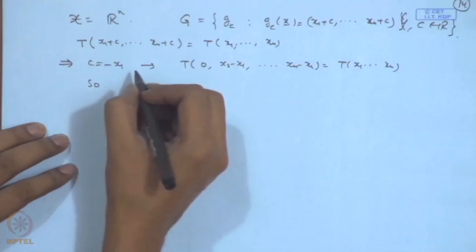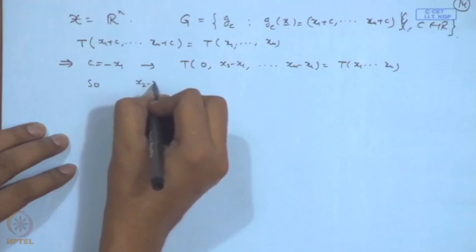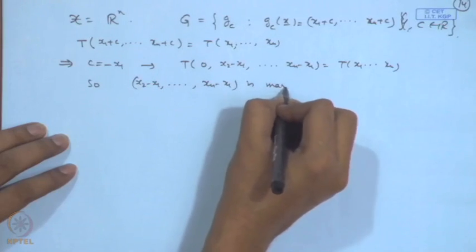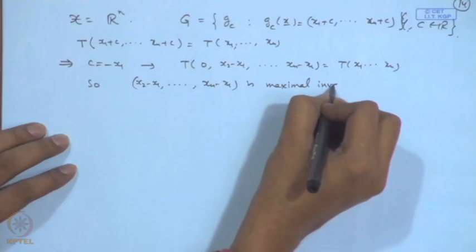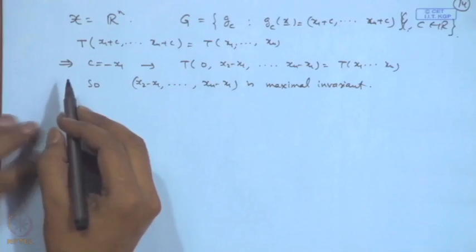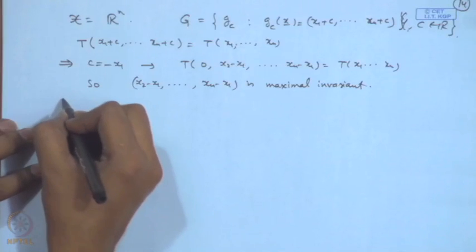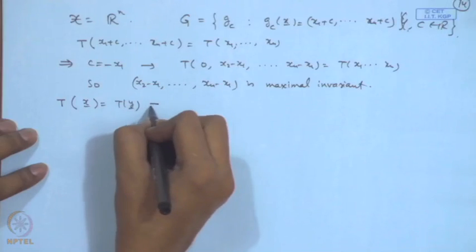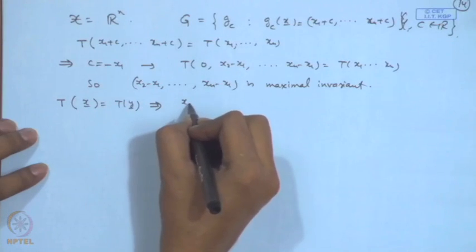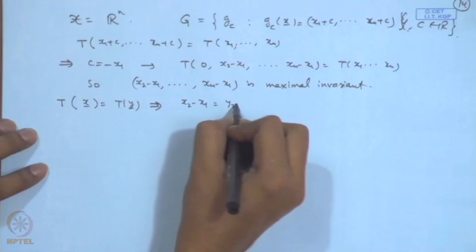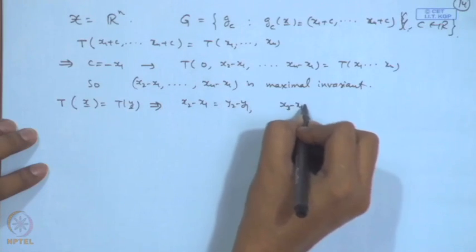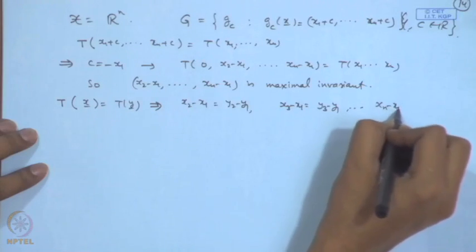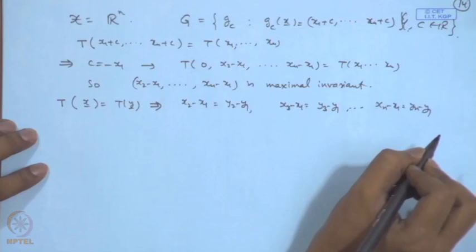So, x 2 minus x 1 and so on, x n minus x 1 is maximal invariant. We can prove this actually. Let us take, say, T of x is equal to T of y. That means x 2 minus x 1 is equal to y 2 minus y 1, x 3 minus x 1 is equal to y 3 minus y 1 and so on, x n minus x 1 is equal to y n minus y 1.